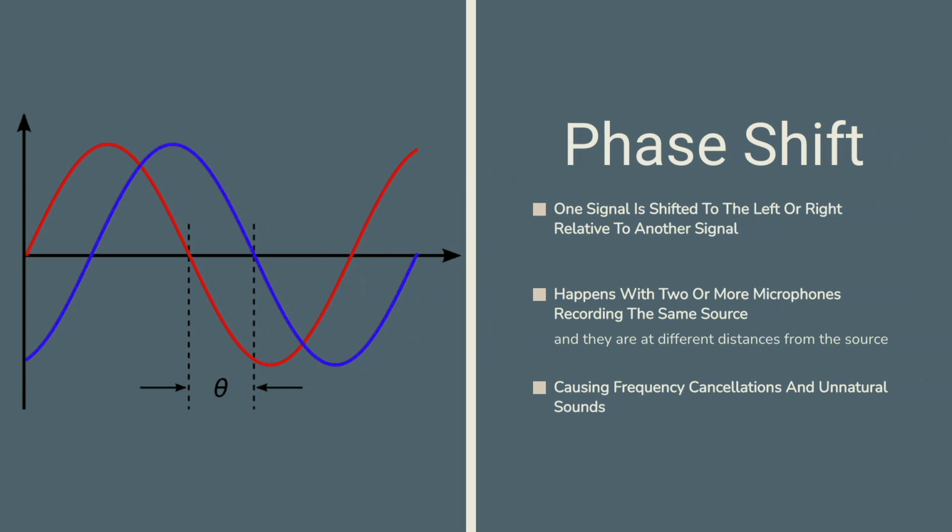And this happens when you've got two microphones recording the same source and they're at different distances away from the source, even just slightly, and they can cause some frequency cancellations and unnatural sound. You might not notice the effect of small phase differences between two microphones, but the more out of phase the two are, the more tonal changes take place and the more obvious it sounds. And this is something that you come to recognise.